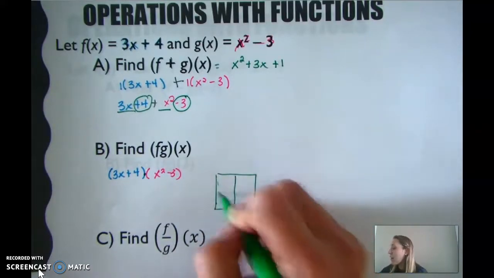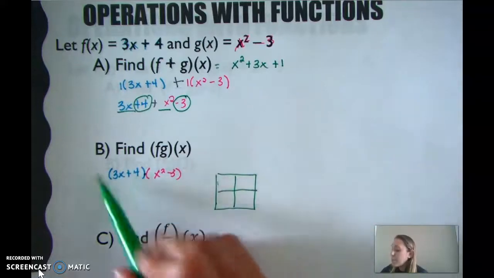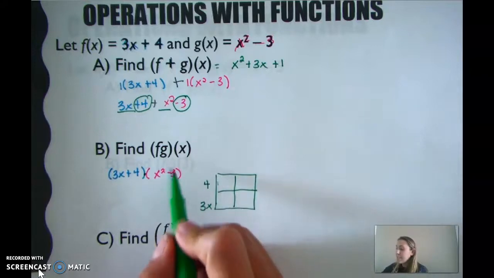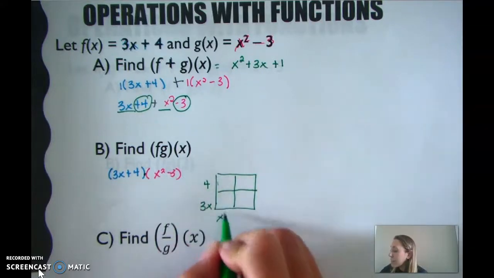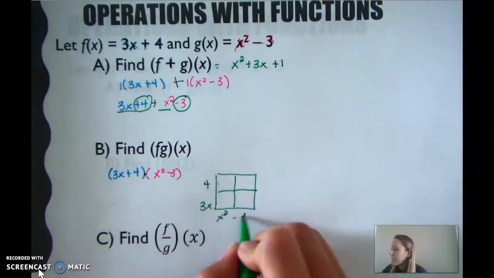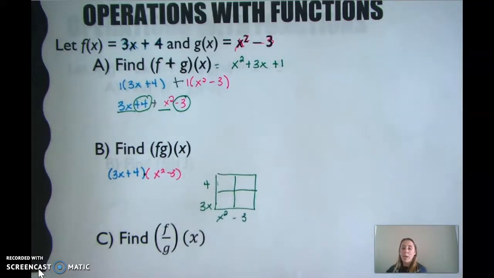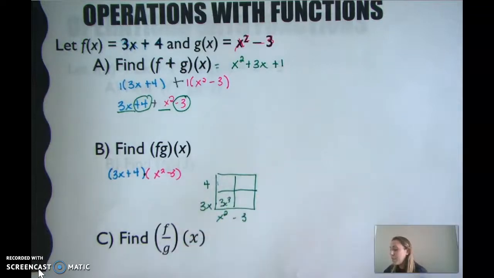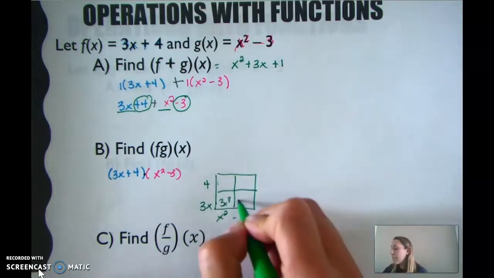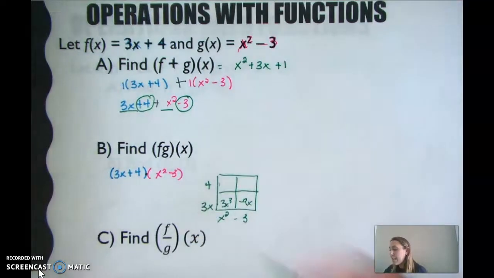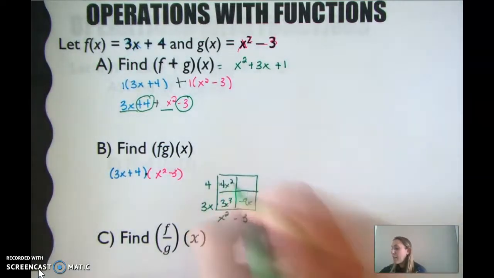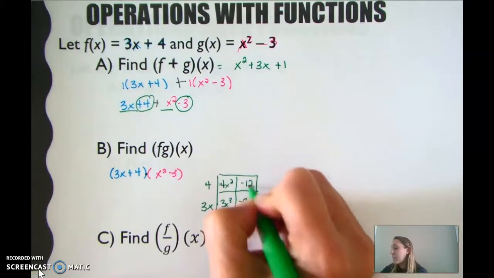And this is how I always do it. I always take the first one and I put it right here, 3x plus 4. Then I take the second one and I do x squared minus 3. And that way I always have it the same way. So 3x times x squared is 3x cubed. 3x times negative 3 is negative 9x. X squared times 4 is 4x squared. And 4 times negative 3 is negative 12.